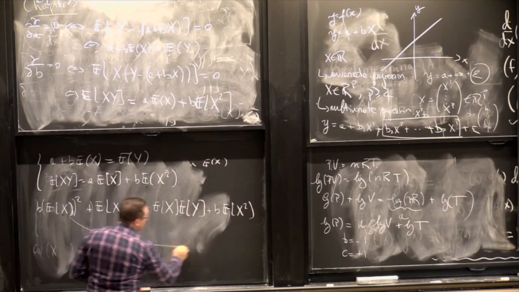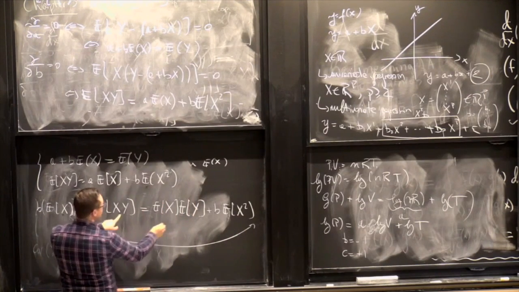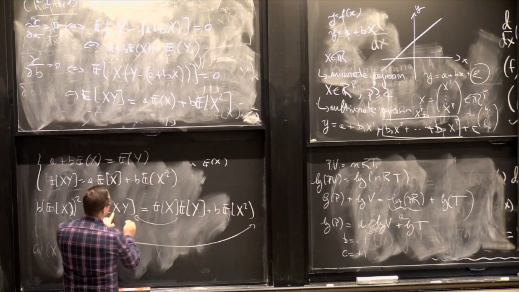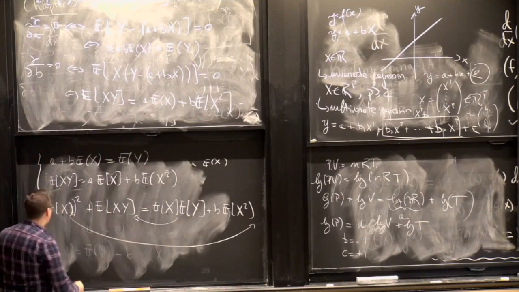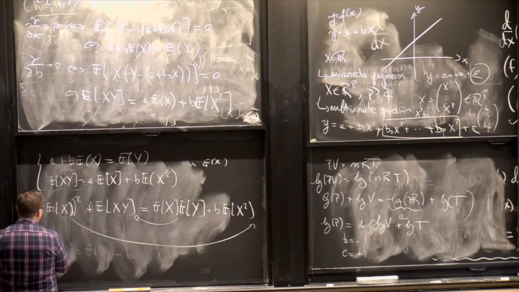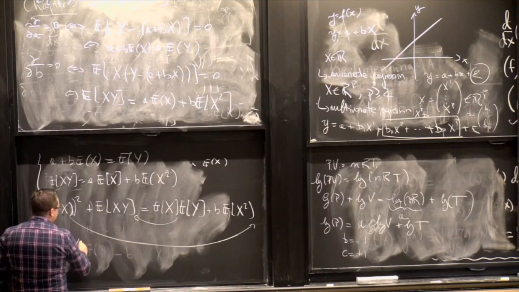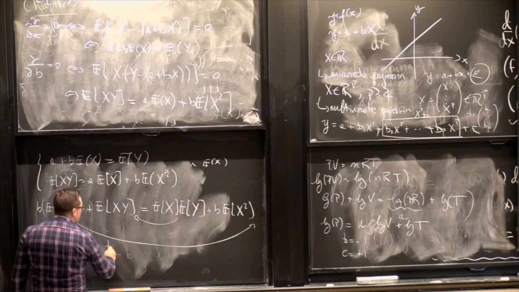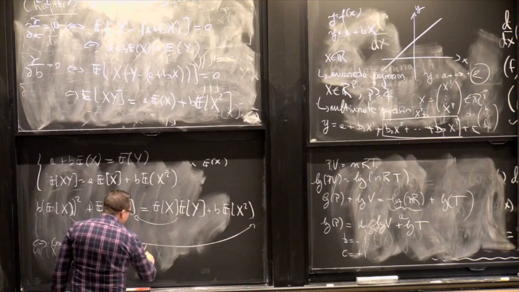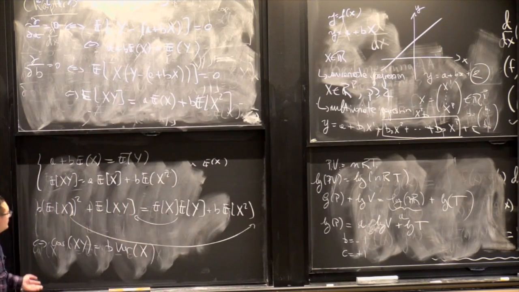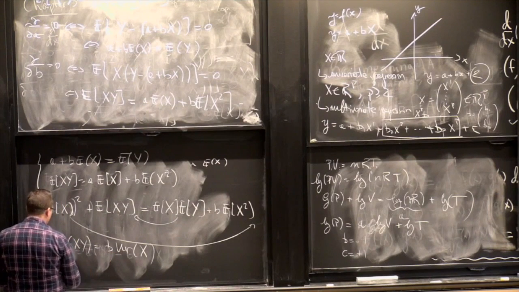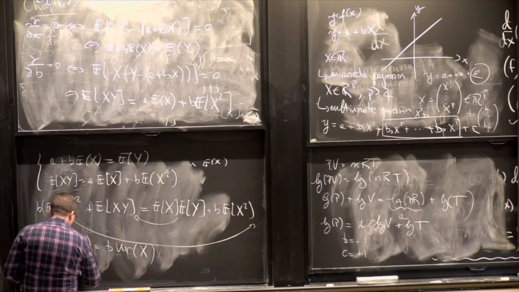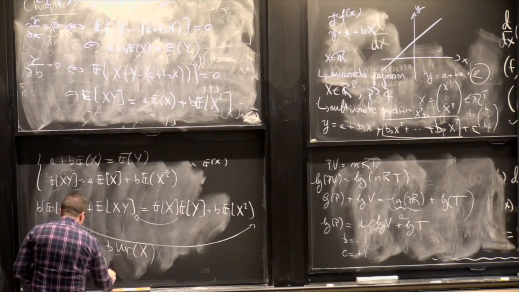So I'm going to move this guy here, and I get expectation of x times y minus the expectation of x times the expectation of y. So this is actually telling me that the covariance of x and y is equal to b times the variance of x. And so then that tells me that b is equal to covariance of xy divided by the variance of x.